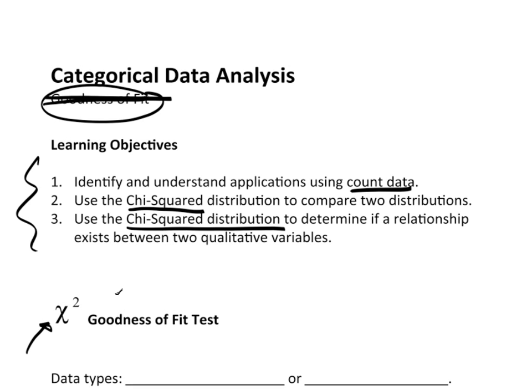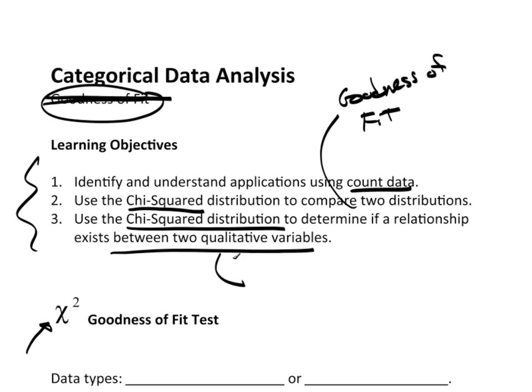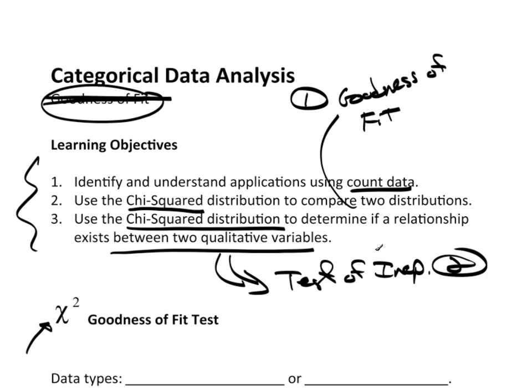So this is the key. To compare two distributions, this is going to be the goodness of fit test. And to determine if a relationship exists between two qualitative variables, this would be a test of independence. So there are two different tests that we're going to look at. They're all based on this chi-squared distribution. The chi is pronounced "chi," like a K, and this is the Greek symbol chi.